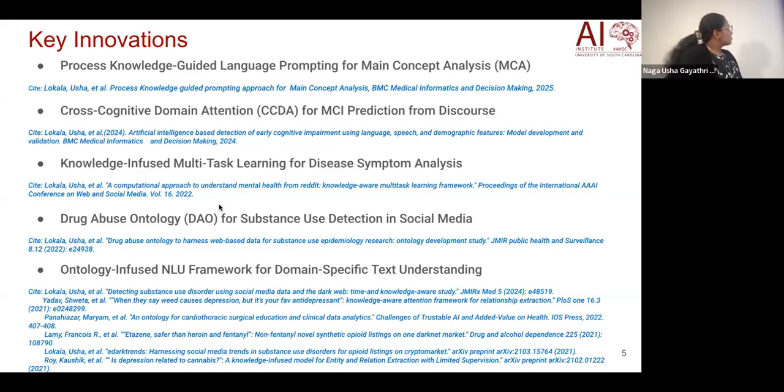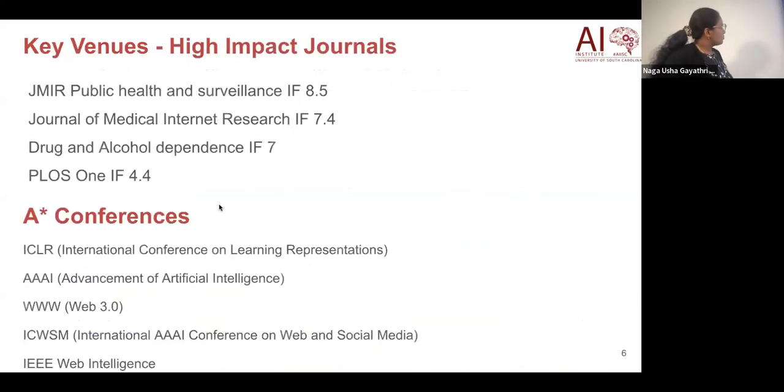So these are the key innovations we made in the respective paper citations. And these are the venues where we published, some high impact journals and conferences here.